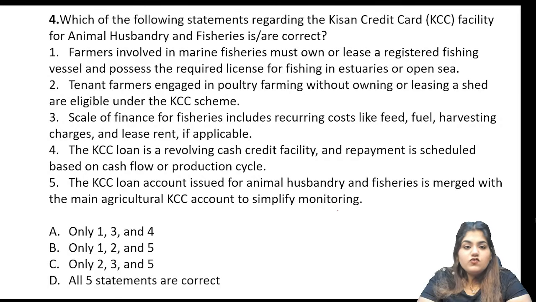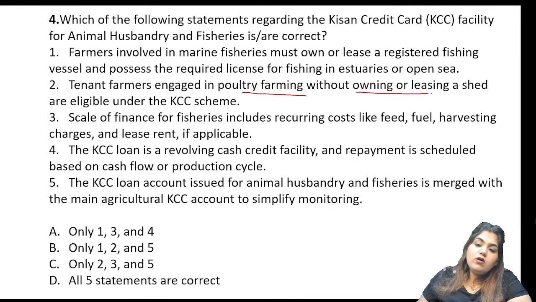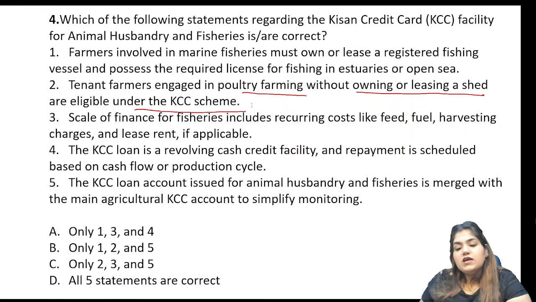Next question. Which of the following statements regarding KCC facility for animal husbandry are correct? Tenant farmers engaged in poultry farming without owning or leasing a shed are eligible for KCC. आपके पास जगह ही नहीं है. If you do not have the space, if you have not owned or rented out or leased it out, how can you ask for it? You have not asked for the property, you do not have the property, how can you do poultry farming?